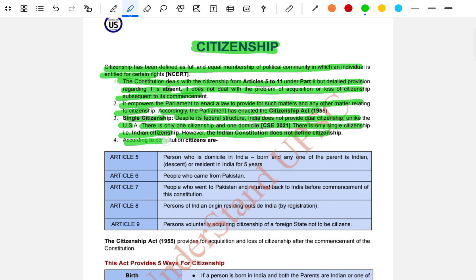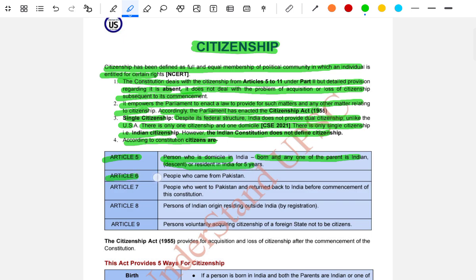According to the Constitution, citizens are as follows. Article 5: a person who is domiciled in India and was born in India, or either of whose parents was born in India, or who has been a resident of India for 5 years.